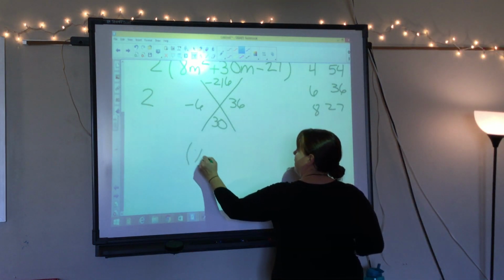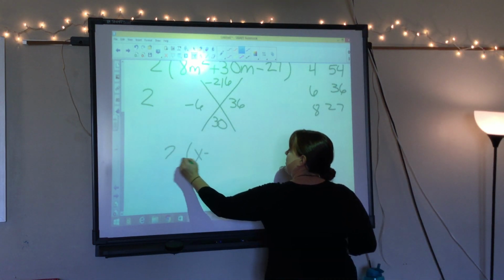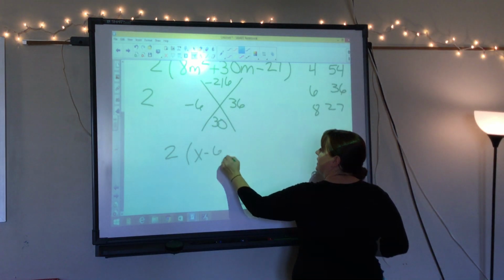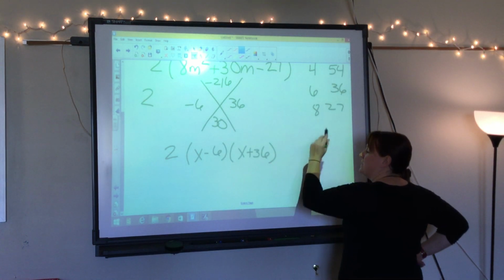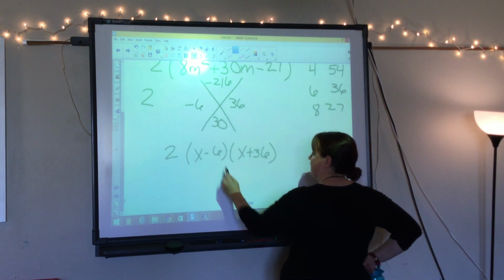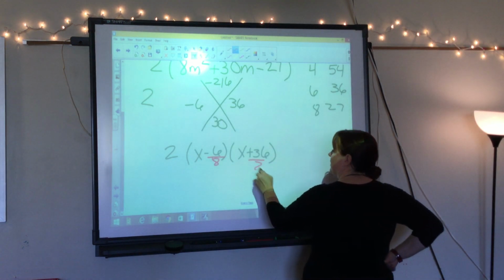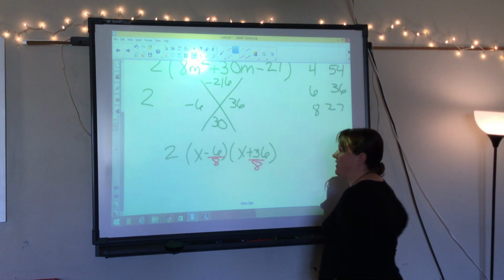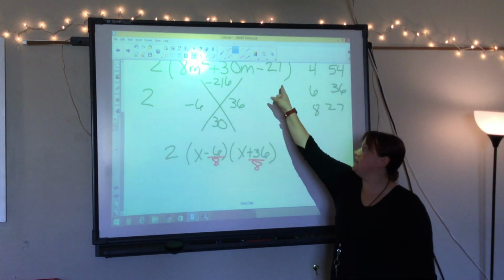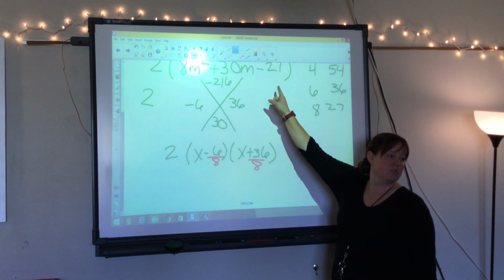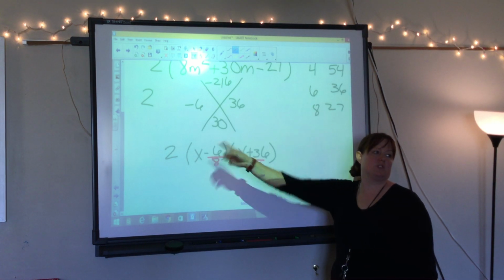Do we leave the 2 there? Let's just remember that our 2 is out here. X minus 6 and x plus 36. But we did a slide, so we got to do a divide. Do you want the 8? Why did we divide by 8? Because we multiplied in the very beginning. We did our slide, now we got to do our divide.